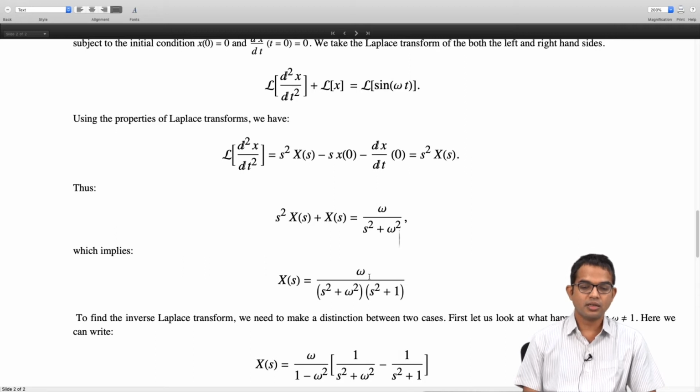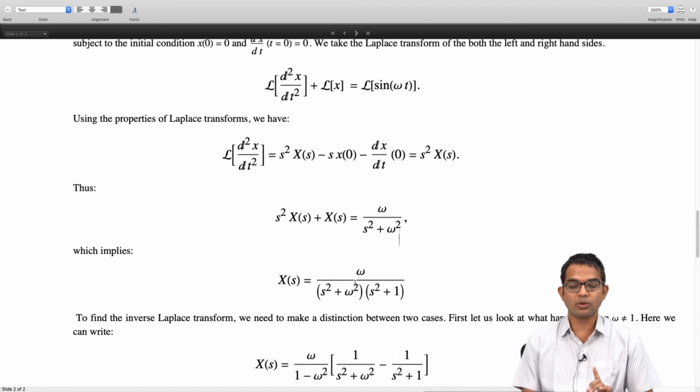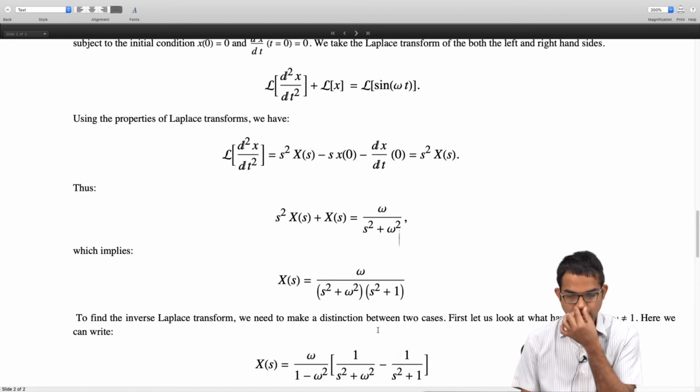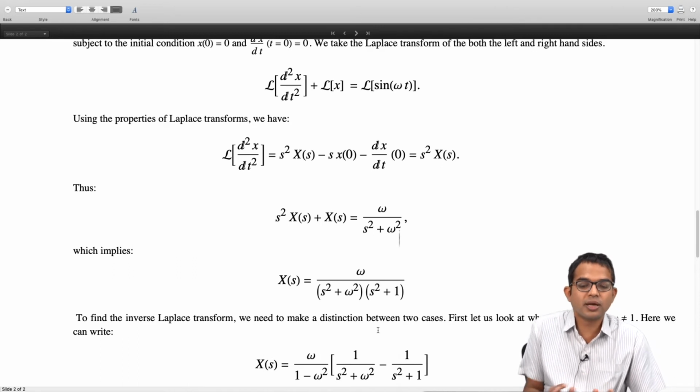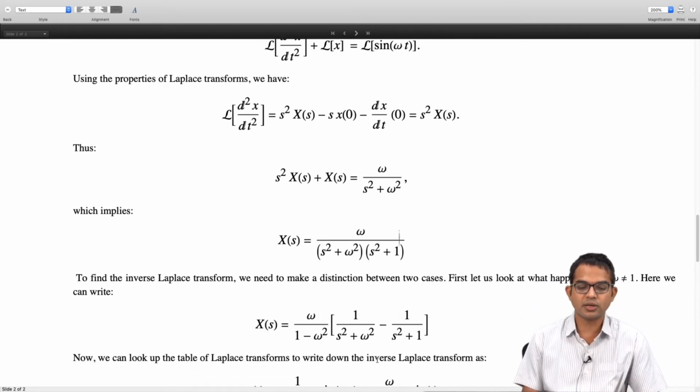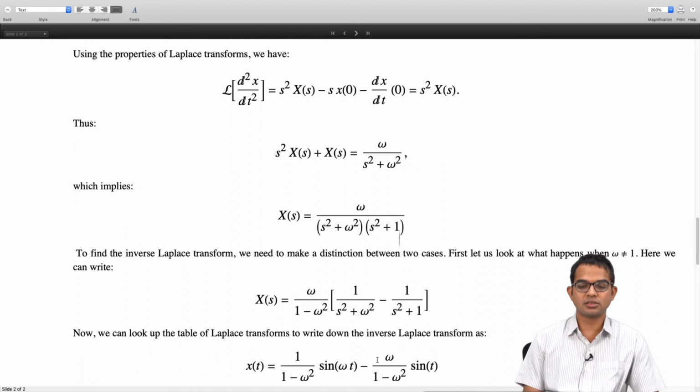And indeed, this is exactly this expression, provided omega is not 1, right? So let's see what happens if omega is 1 a little bit later. But if omega is not 1, this is the partial fraction expansion, and we can look up the inverse Laplace transform from the table.